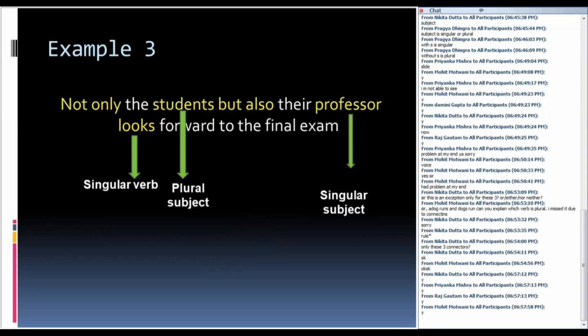Another example is here. Not only the students, but also their professor. So we have two subjects, students and professor, plural and singular. And the verb is closer to the subject that is singular. That is why it becomes singular. Not only the students, but also their professor looks forward to the final exam. This is how it works. Rule number 3. Okay.